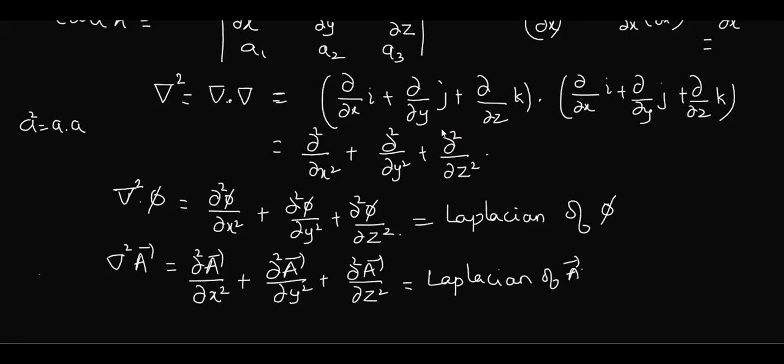Now, if you apply it on a scalar, what is the resulting thing? Is it a scalar or a vector? It's a scalar. Similarly, if I take A as a vector and operate it, what is the resulting thing? A vector. So Laplacian is very good. It will not change scalar to vector or vector to scalar. It will keep it as the same thing.